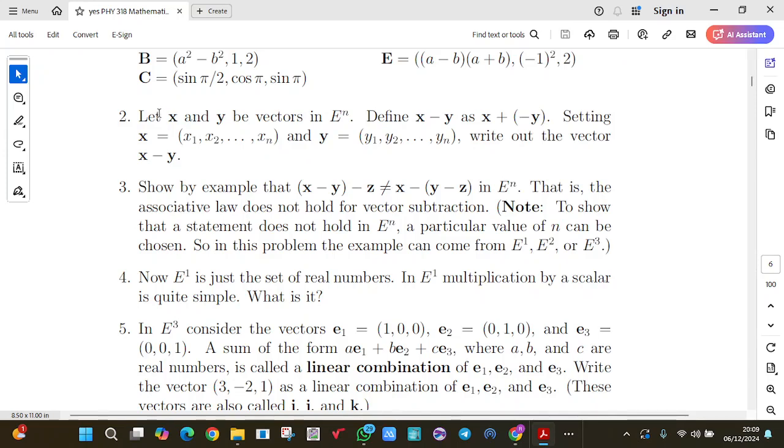They say let x and y be these vectors in this space. Now define x minus y as x plus minus y. Setting x to be this and y to be this, write out the vectors x minus y. Is it difficult?